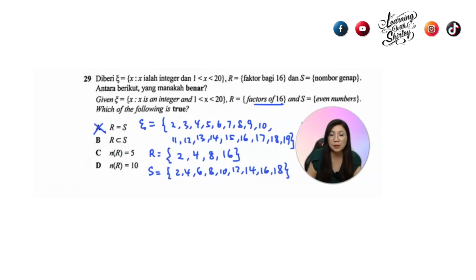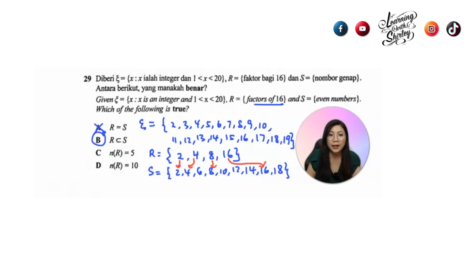And then R is inside, this means subset. So R is subset of S. Is it true? R is inside S. Let's see. 2 inside here, 4 inside here, 8 inside here, and 16 is inside. Yes, it's a subset. So the answer is B. Let's look at C.